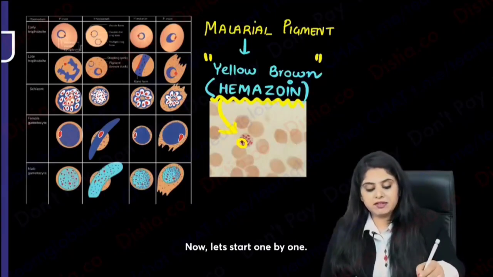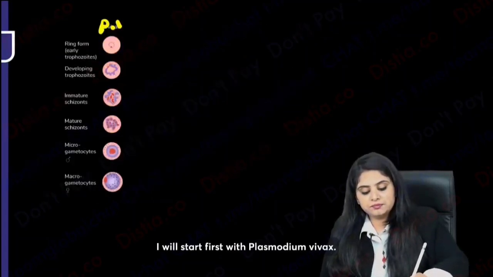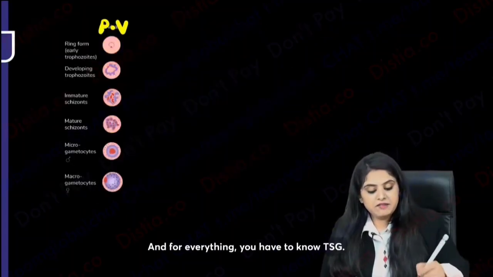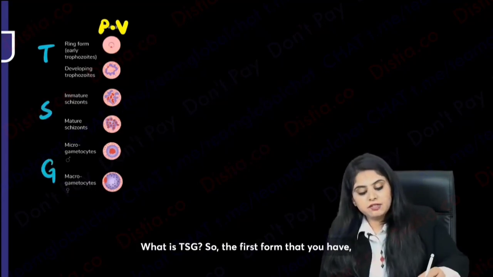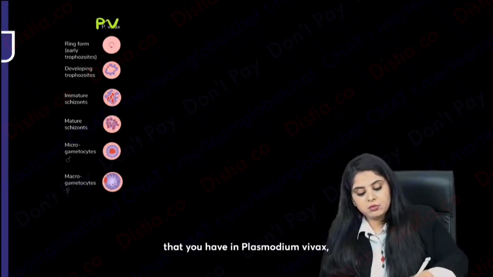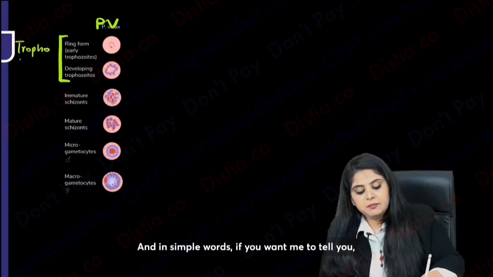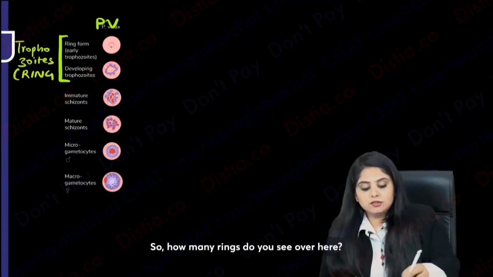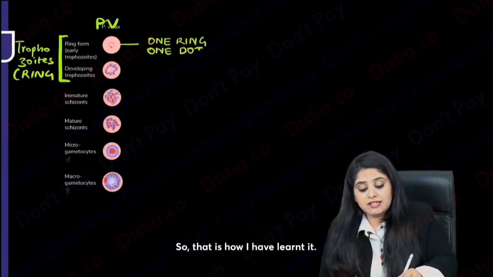Now let's start one by one. So rather than showing it to you like this, I will start first with Plasmodium vivax, and for everything you have to know TSG. What is TSG? The first form that you have in Plasmodium vivax, the T, is going to be trophozoite. In simple words, trophozoite is going to be the ring form. So how many rings do you see over here? I see one ring, and in that one ring I see one dot. So that is how I've learned it.